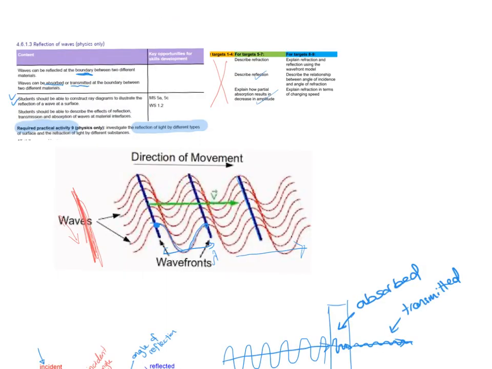Going back to what you should know for your course, we discussed how to explain refraction and reflection using the wavefront model. We described the relationship between the angle of incidence and angle of refraction. So remember here, if a wave slows down, the angle of incidence is bigger than the angle of refraction. And if it speeds up, the angle of incidence is less than the angle of refraction. Explain in terms of changing speed, that's done as well. And describe refraction, we've done it as well.